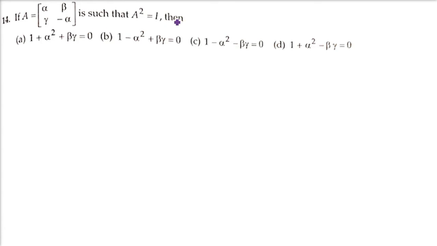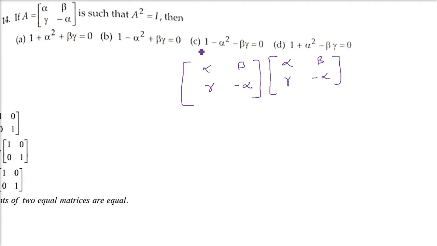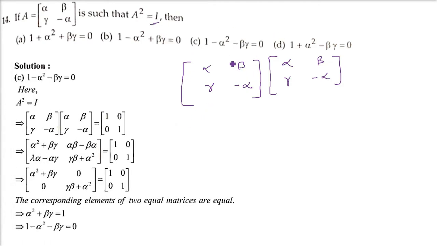Now A is given like this. A square equals I. Then you have to have this expression. This is alpha, beta, gamma, minus alpha. And we are multiplying it again with alpha, beta, gamma and minus alpha. We'll equate with the identity. So there will be just multiplication, just equate, and that will be your expression. So alpha square, then plus gamma beta. It is not alpha, it is gamma beta. I'll just change it. Then alpha beta and minus alpha beta.